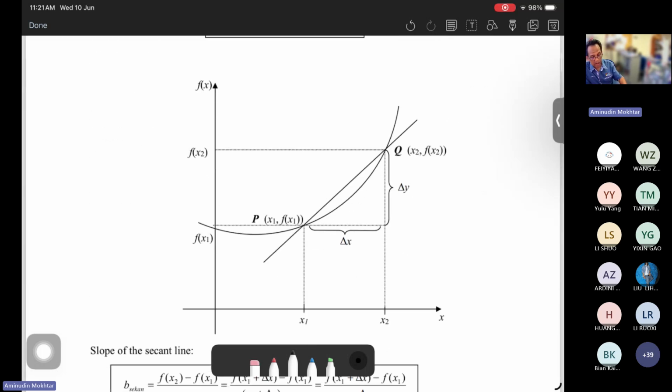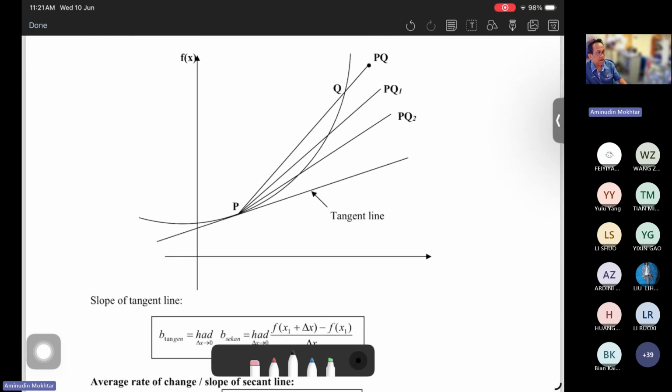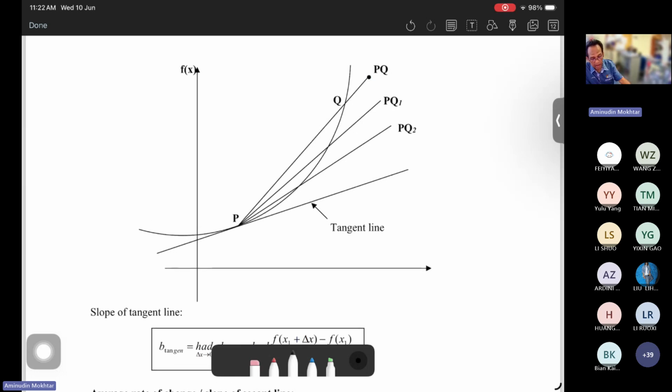If you refer to this figure, please refer to the diagram on the second page. Okay, for example, let's say there are four lines here. We have PQ, PQ1, PQ2, and one line we call a tangent line, let's say PQ3. And for this line, we call PQ3 the tangent line.